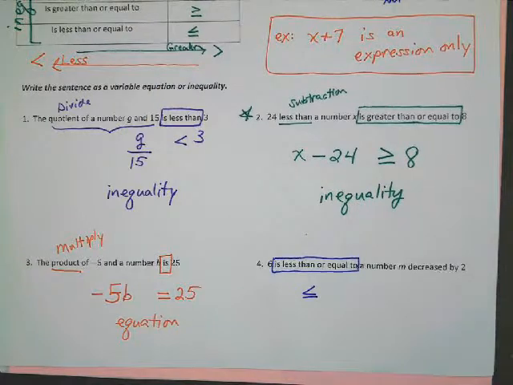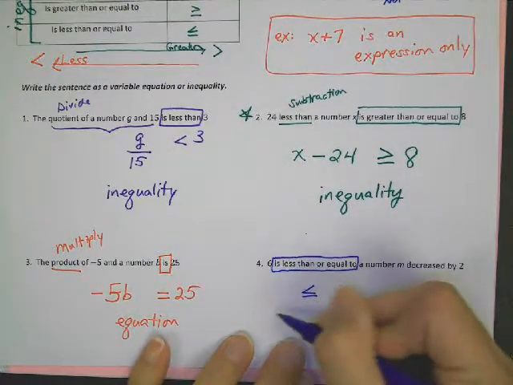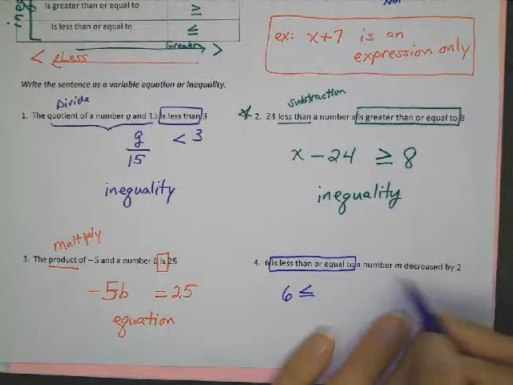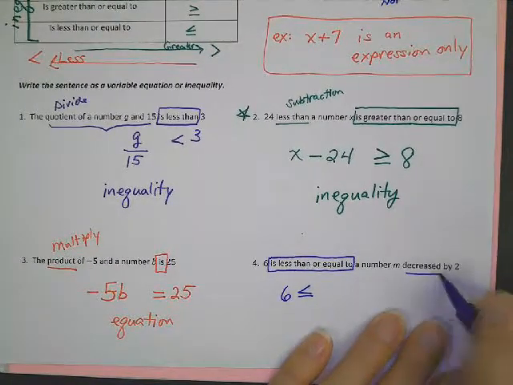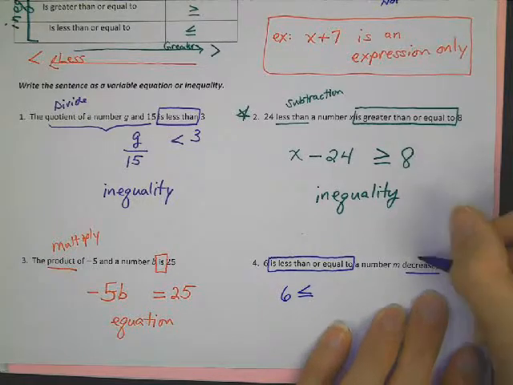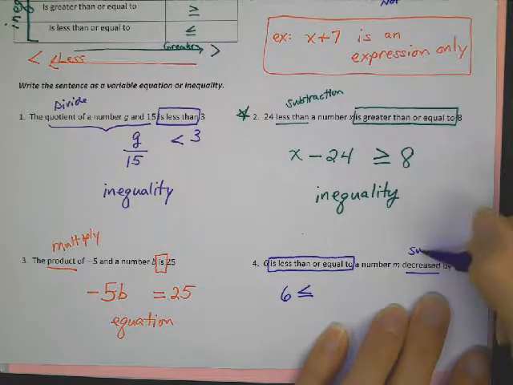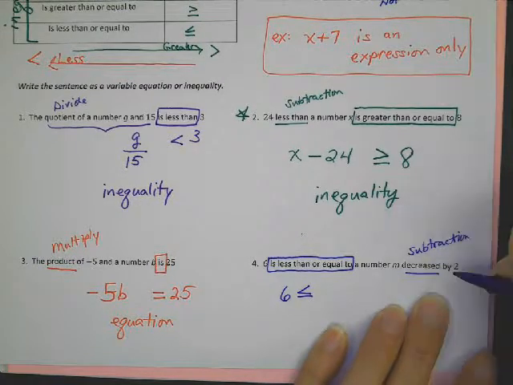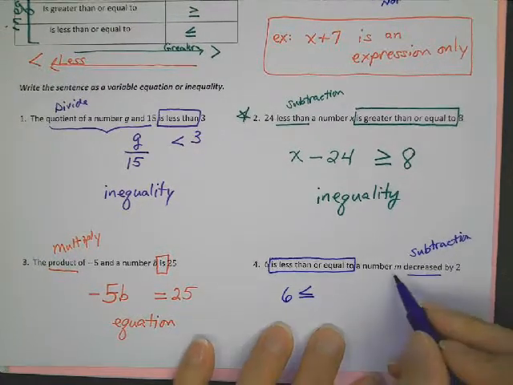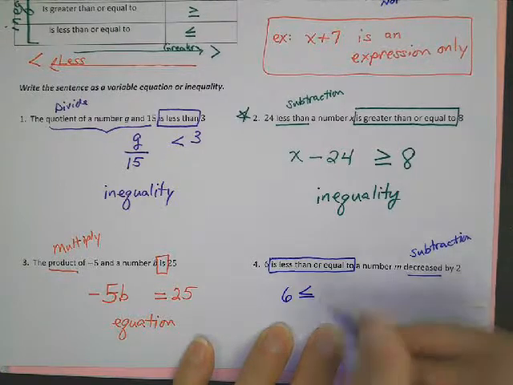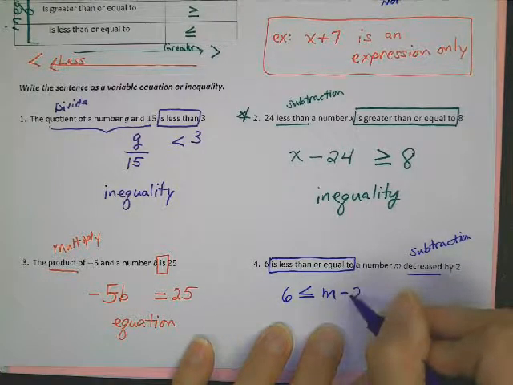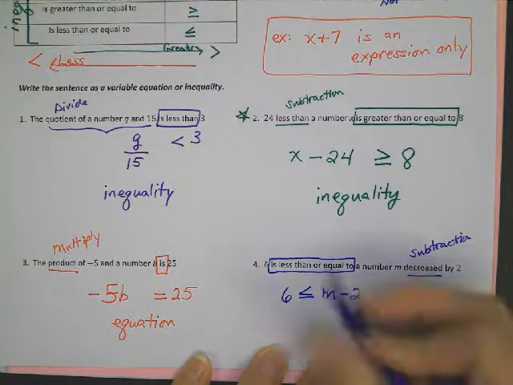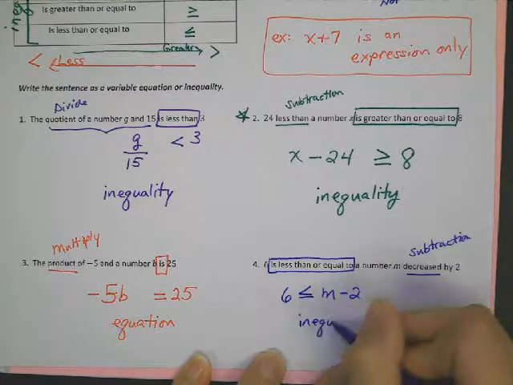Okay. Now over here, I have to do decreased. What operation is that? That's subtraction. Okay, do I have to switch it around? No, don't switch it around. Write n minus 2. N minus 2. Is this an equation or an inequality? This one is an inequality.